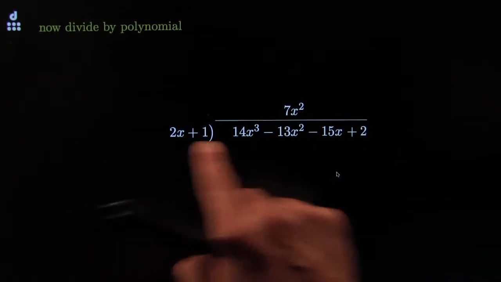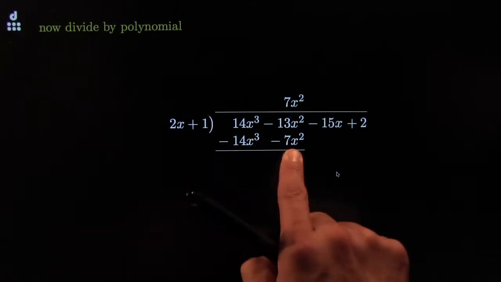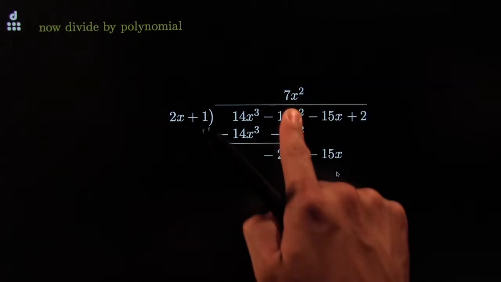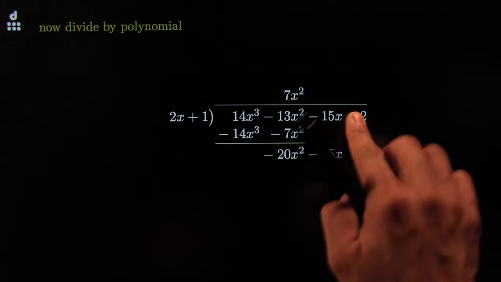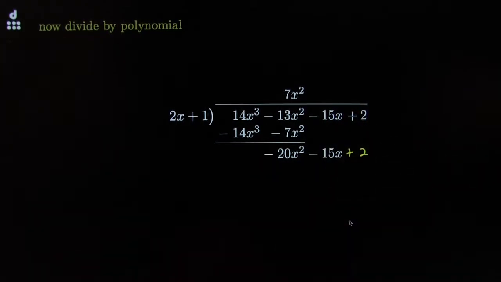So the next step is to have a 7x squared. Again, you multiply it here. That gives you 14x to the third and 7x squared. And then you change the signs so that these ones get canceled. And you bring down the next few items. This is optional. You can just bring down one more, or you can bring down everything if you like. And then the process starts all over again.